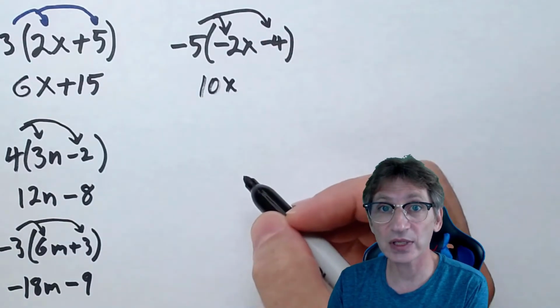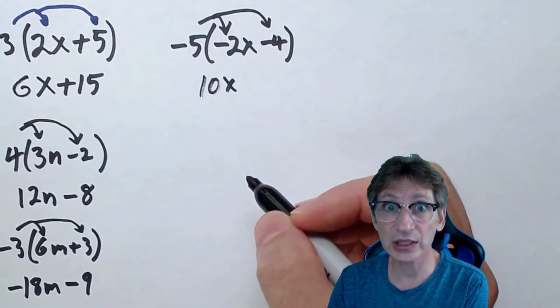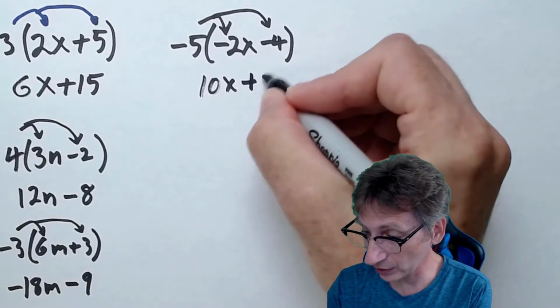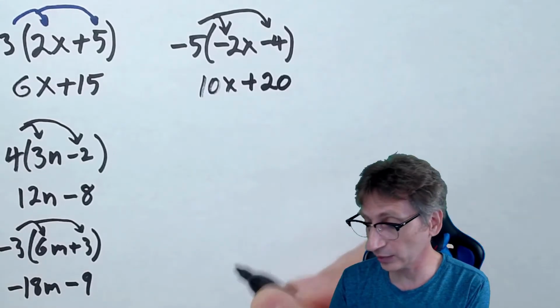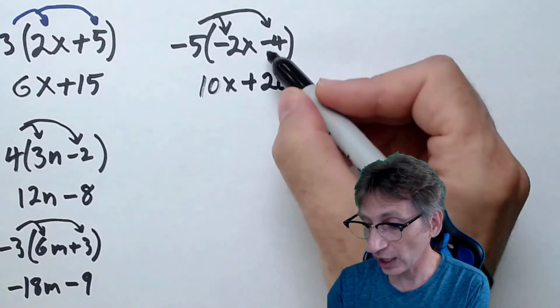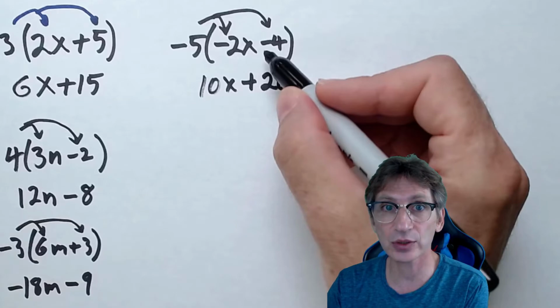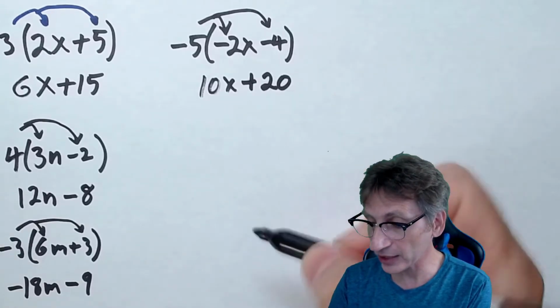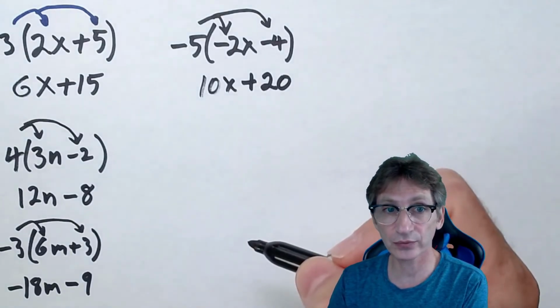Negative 5 times negative 4 is positive 20. So I'm going to write down positive 20 using the plus sign because it's positive. Notice I'm not asking whether it's addition or subtraction. I'm just writing down positive 20, and that magically turns it into addition.